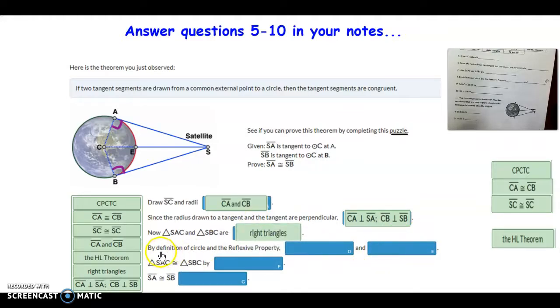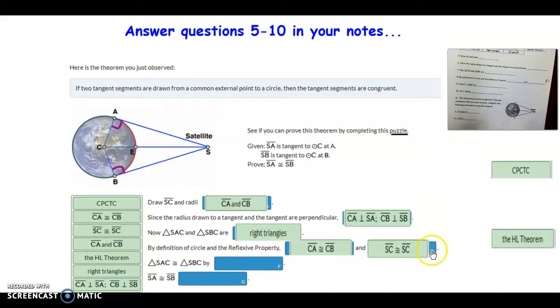So here we have two statements. The first one we're making by definition of a circle. Remember, the definition of a circle is the set of all points that are a given distance from a given point. And that's what we use to know that our radii are congruent. So we're going to say that those radii we identified up here are congruent to each other. Segment CA is congruent to segment CB. We're also going to use the reflexive property to get another congruent statement, and that is that shared side SC. So we know SC is congruent to itself.